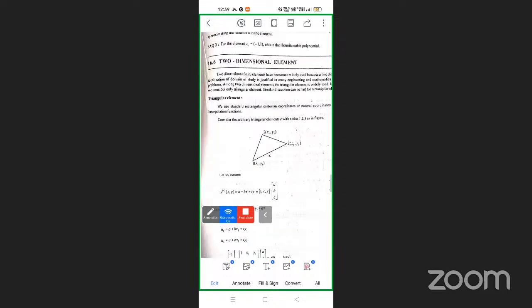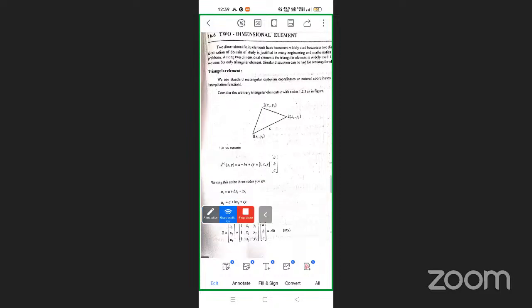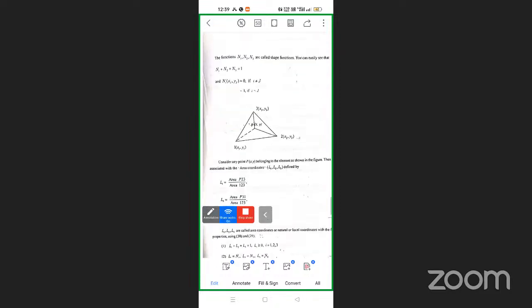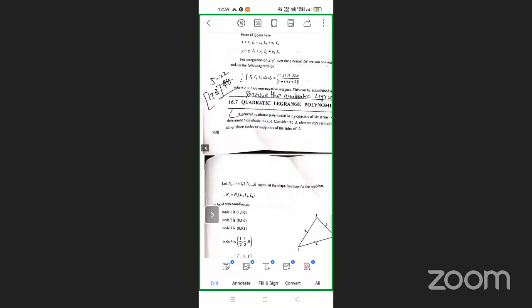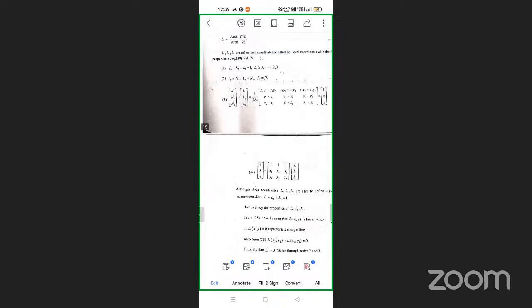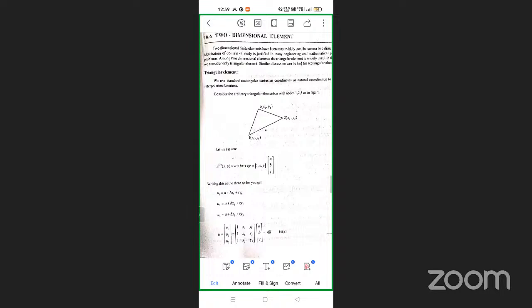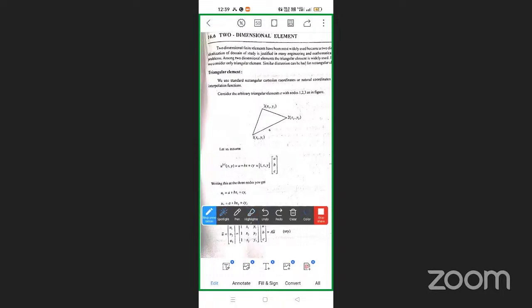So, two-dimensional element. In this two-dimensional case, this is a very, very important one: the quadratic Lagrangian polynomial, triangular method. So this is the triangle. First point x1, y1, second point x2, y2, third point x3, y3.